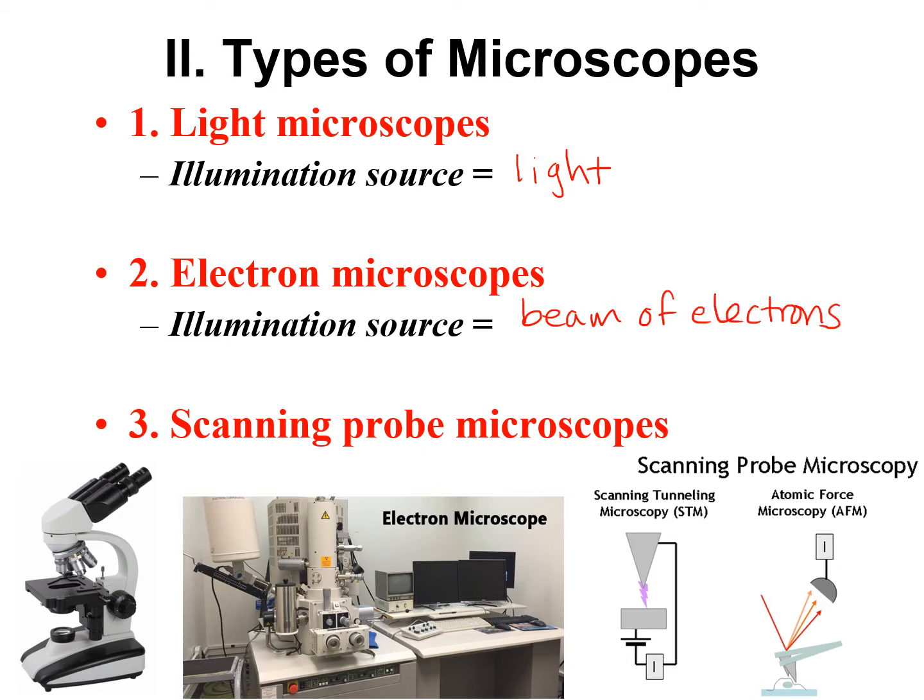And then the third type of microscope that we have is called scanning probe microscopes. There's a picture over here on the far right of this type of microscope. They have a probe that will trace the surface of the specimen, and that will go to a computer, and the computer will then generate a picture of the specimen.